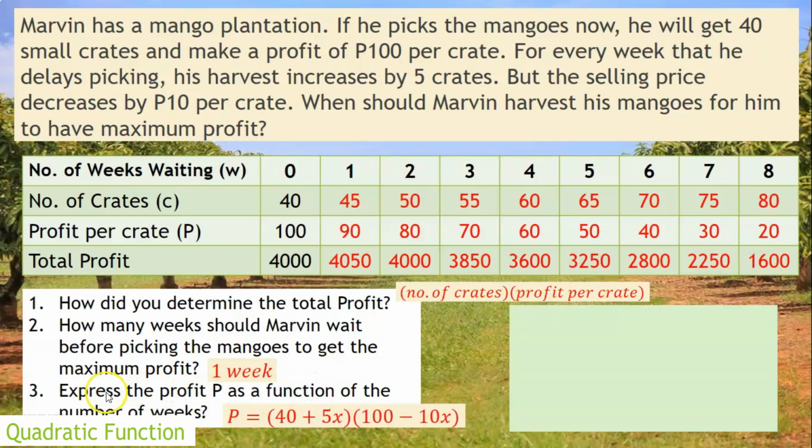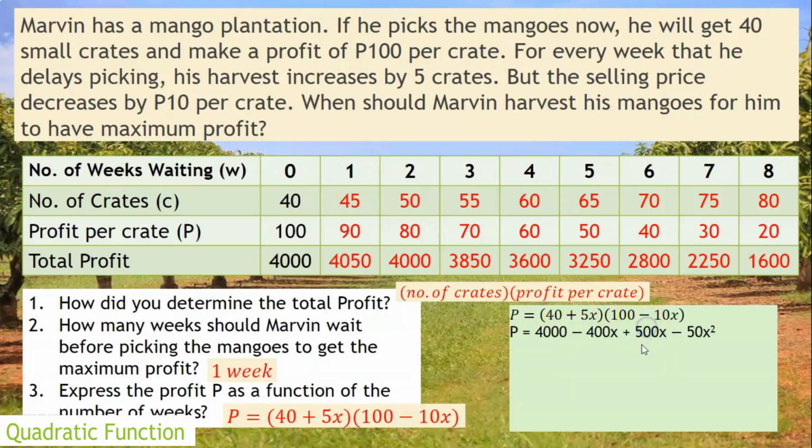Okay, express the profit as a function of the number of weeks. Therefore, we will have this: the number of crates, which is 40, times the profit, which is 100. Increase the harvest by 5, decrease the price by 10. We can countercheck this by using quadratic functions. So we'll get this one.